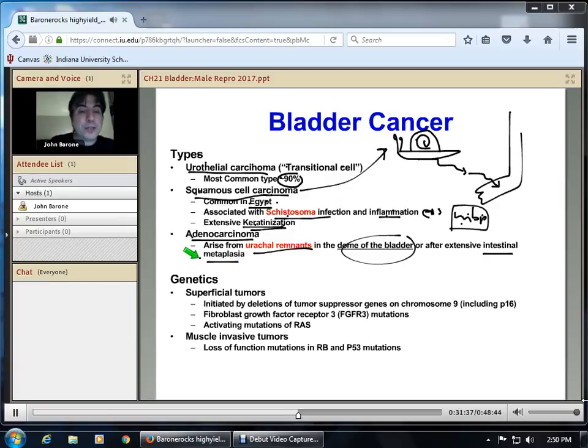By the way, this metaplasia can also occur when the bladder's open. Do you remember when we had exstrophy? The bladder was open to the environment. What's going to get irritated? You're going to get intestinal metaplasia, you're going to get adenocarcinoma. That's another example of when you get intestinal metaplasia.